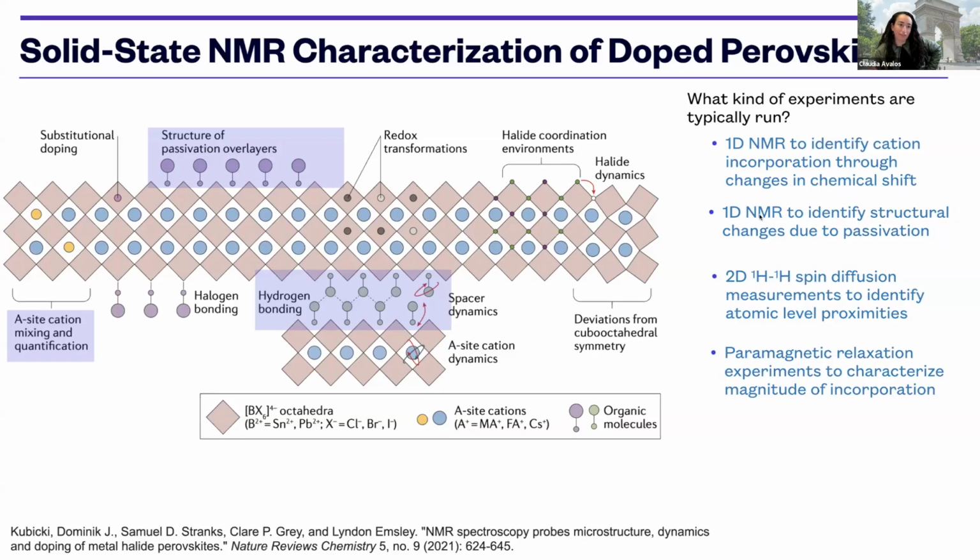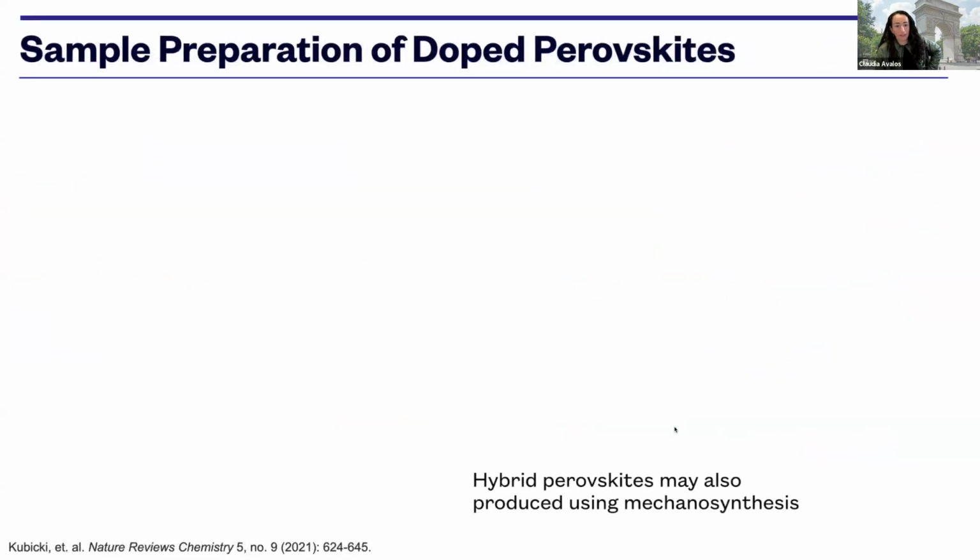I think one thing I like about combining some of the solid state NMR with materials science is that there are fairly straightforward experiments you can do when you talk with material scientists, and it answers a very important question. You can also do 2D proton spin diffusion measurements to obtain atomic level proximities, and paramagnetic relaxation to characterize the magnitude of incorporation of these different molecules. And you can also do cation dynamics with deuterium NMR. A lot of this is described in this work if you're interested in it.